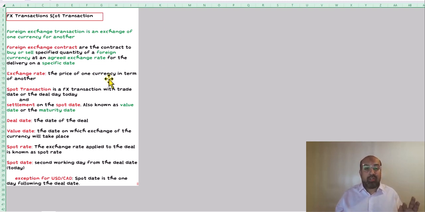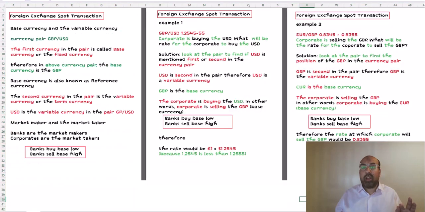I hope you understand how we calculate a spot rate for the FX spot transaction. In our next video, we will learn how to calculate forward rate, and then in the next one, we will look at how to calculate the cross rate.